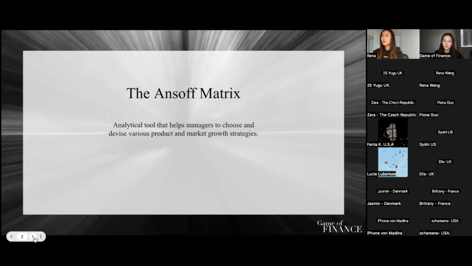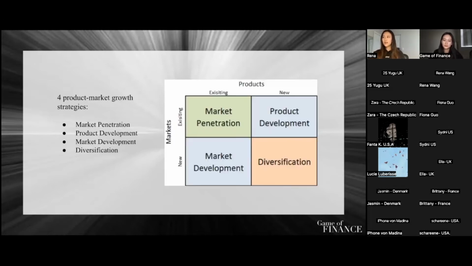Okay, so the Ansoff analysis. This is also similar to the other one. It has 4 sections. Instead of internal, it's existing. Instead of external, now it's new. So as you can see, the two from both sides are similar. But then this is product and the market. So existing markets, new markets, existing product, and new product.